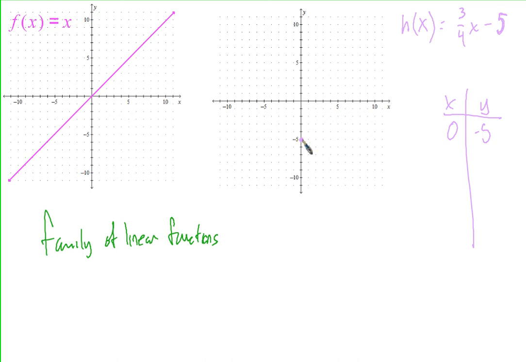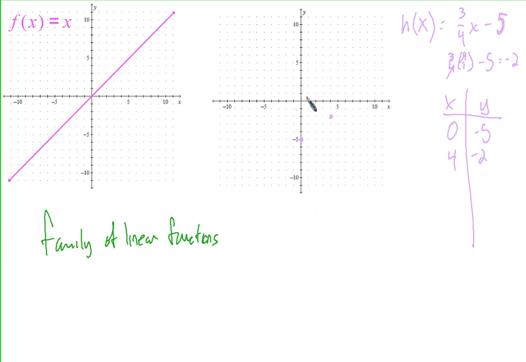Okay, then I follow my slope. I go up 3, 1, 2, 3, and over 4, 1, 2, 3, 4. The over 4 part, that's the key to understanding the slope. We are plugging 4 in for x. Why in the world would we do that? Because the denominator of this fraction is 4, and we'd like it to get canceled out, right? 3/4 times 4 over 1. Look at that. That's nice. We get 3 minus 5, so that's going to be negative 2. Oh, what a surprise. We get 4, negative 2.